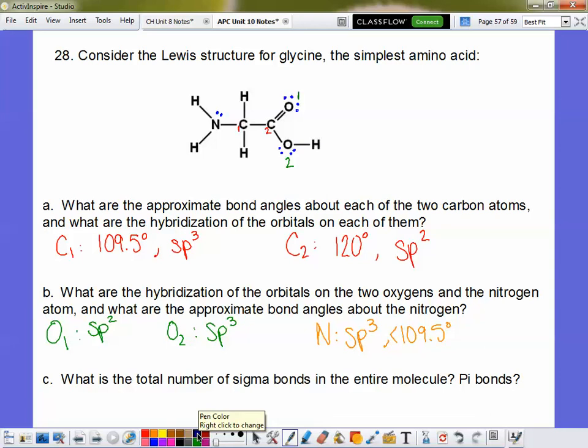Now, to count up the number of sigma and pi, remember, for every single bond, you're going to count a sigma. 1, 2, 3, 4, 5, 6, 7, 8. For a double bond, you're going to count a sigma. So we now have 9 sigmas. And then a double bond also is a pi. So 9 sigma and 1 pi. The way I would count this is I would count 1 through 9 sigmas because I know that double bond is a sigma. And then because it was a double, it's also going to be a pi. If there was a triple, it'd be 2 pi's.